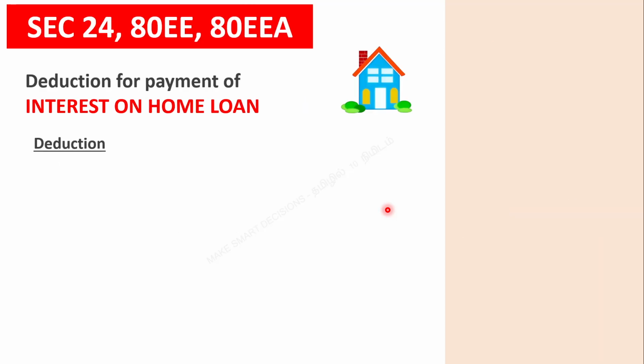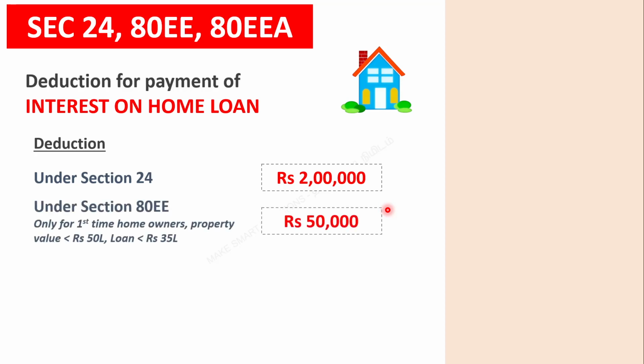Now, home loan section. So we have three sections here: section 24, section 80EE and 80EEA. Section 24 gives you a deduction of about 2 lakhs only on the interest component that you pay on your home loans. Over and above, there is a new section, section 80EE. It is applicable only in specific cases where the buyer is a first time homeowner and the total property value is less than 50 lakh and the loan amount is less than 35 lakh. You can claim an additional deduction of about 50,000.